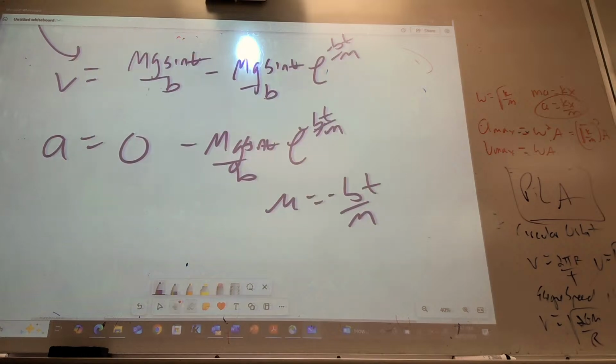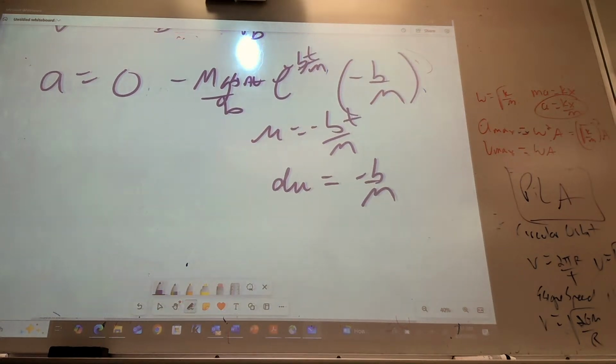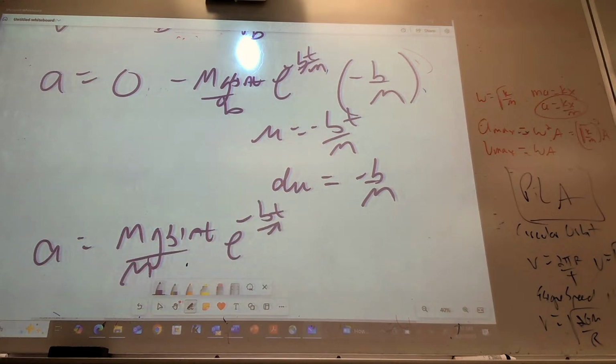What's my du? Minus b over m. Okay, so I have minus b over m. Derivative of e to the u is e to the u du. Now we simplify those b's and we get our acceleration is mg sine theta. We cancel out our b's. We cancel out the negatives over m e to the minus bt over m.